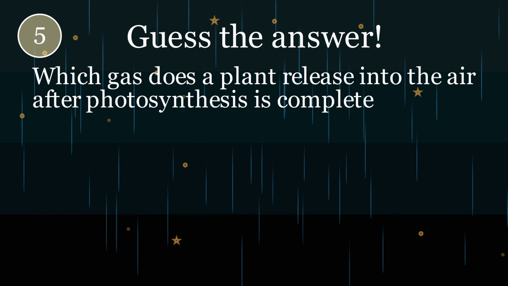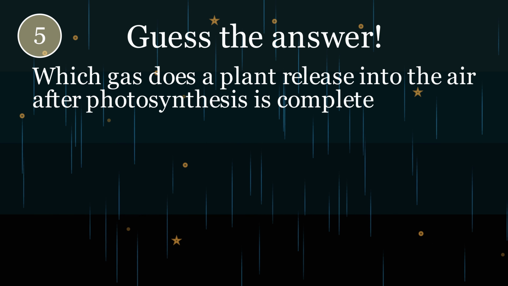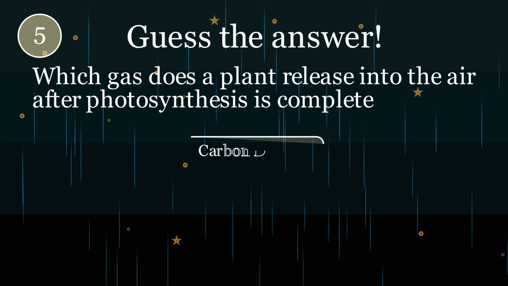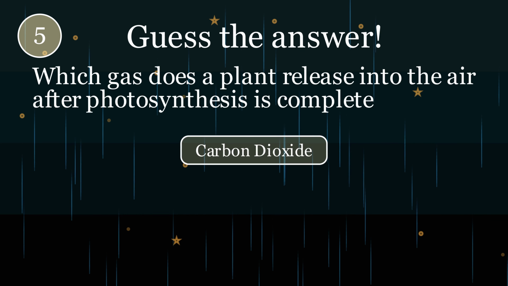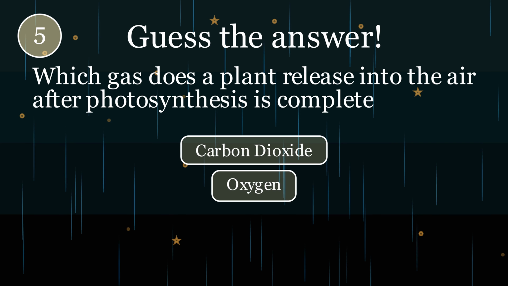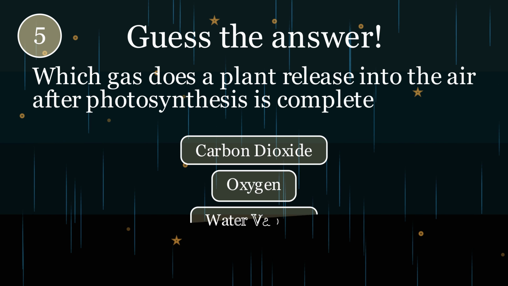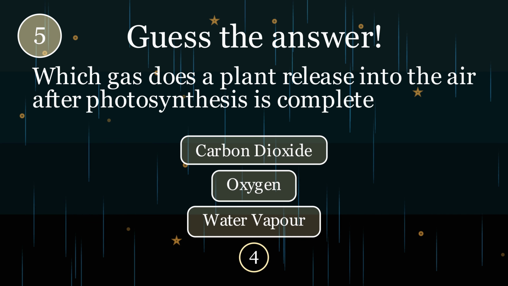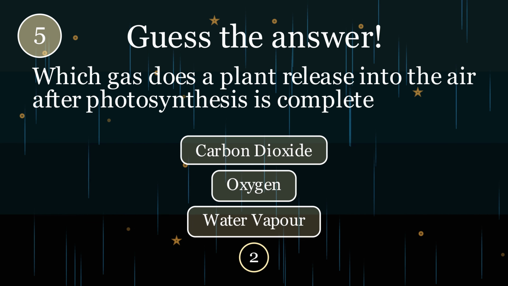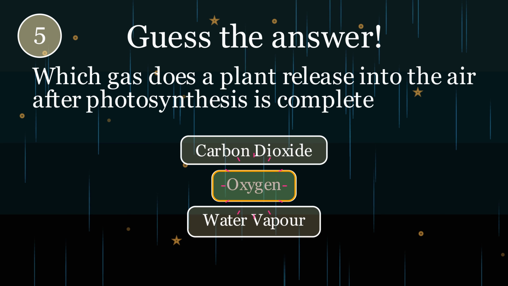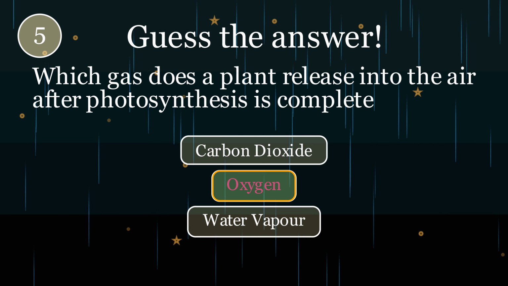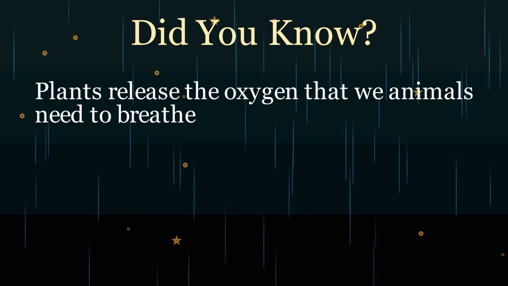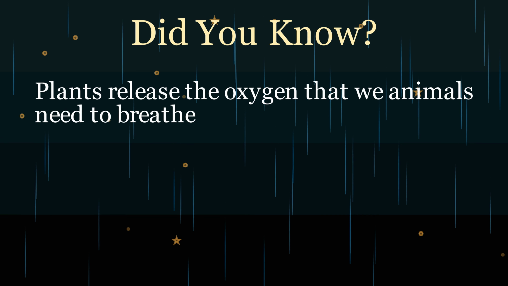Which gas does a plant release into the air after photosynthesis is complete? Carbon dioxide. Oxygen. Water vapor. The correct answer is oxygen. A quick fact for you: plants release the oxygen that we animals need to breathe.